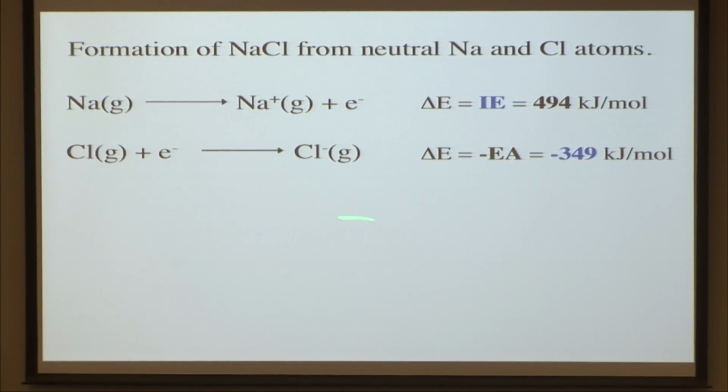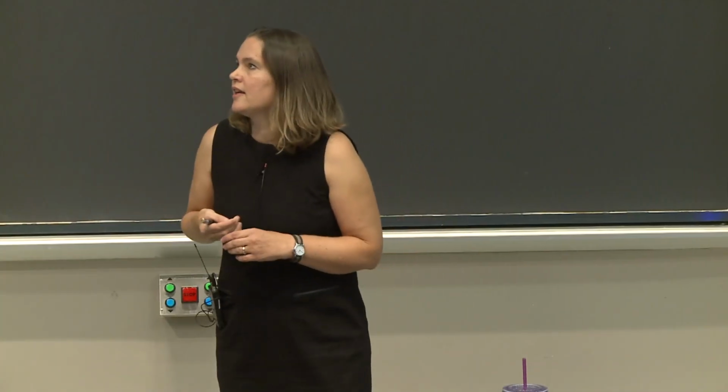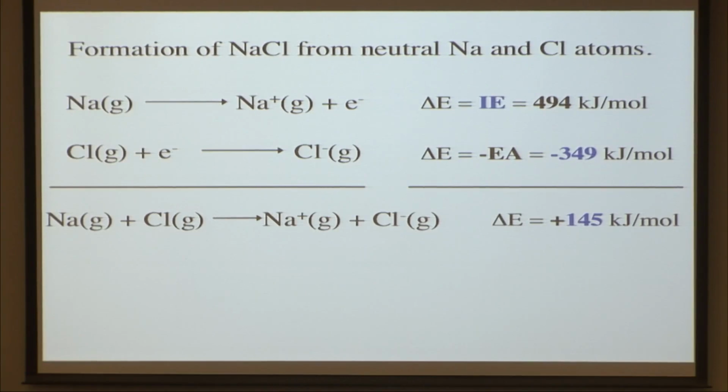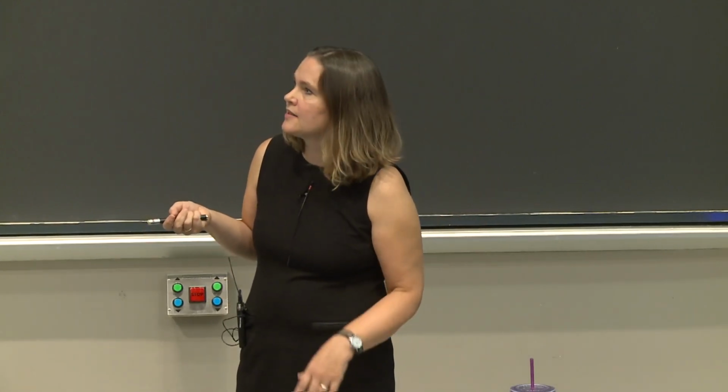So now if we're going to talk about this process here, we have two of these. So we're going to put these guys together. So we need both of those to ionize. And so we can add up what energy difference we should expect to form Na plus and Cl minus together from their parents. And so we have now, we've added these two together, a plus 145 kilojoules per mole. So this seems weird, it's plus.